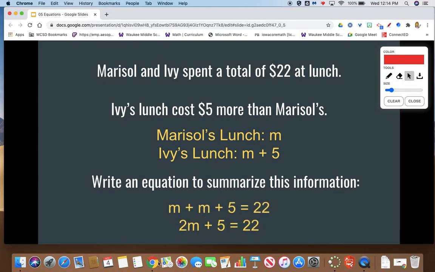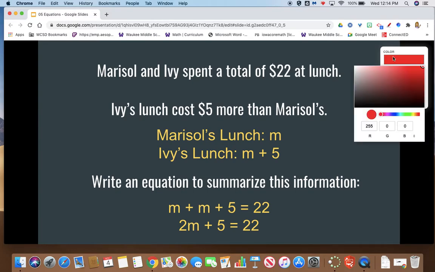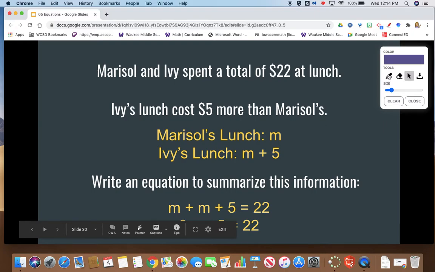I'm going to clear my writing because that's a little bit nicer done here with the yellow. Then if I wanted you to solve it, you would go through the solving process. One thing I want you to be aware of is that some people, when they're writing out their equation, accidentally write out the steps for solving and say that that's the equation. So they might write down 22 minus 5 and then divide it by 2 to equal M. But remember, that's not setting up the equation, that's actually solving the equation. So once we have our equation set up like this, then we can go through the solving process.